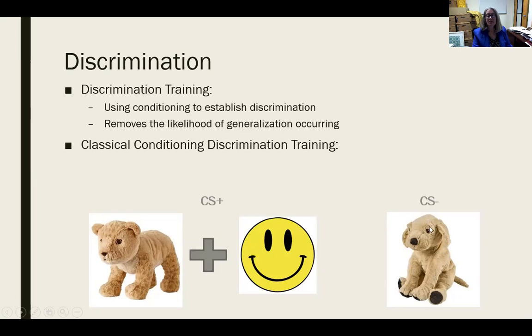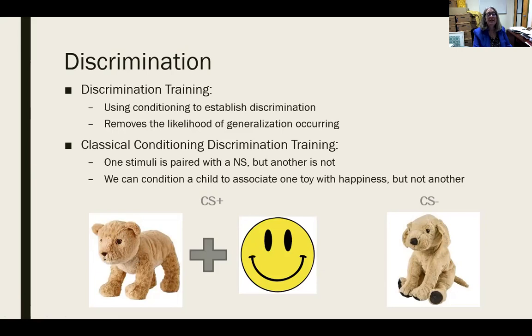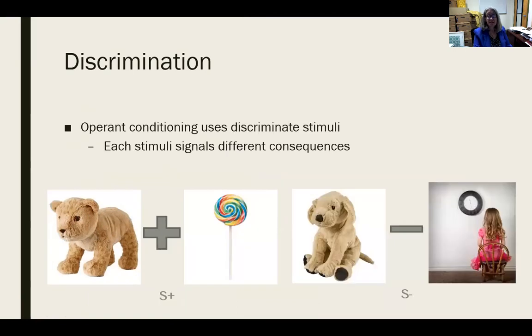This animal will lead to positive feelings. This stuffed animal will not. Okay? So we can condition a child to associate one toy with happiness, but not the other. With operant conditioning, you can do a similar thing, like always reinforce one animal and not reinforce the other. But also what you can do is make it even better by reinforcing one and punishing the other. So when the child's playing with this stuffed animal, the child gets a lollipop. But when the child plays with this stuffed animal, she ends up in timeout. So you can see how very quickly the child's going to discriminate between these two stuffed animals.